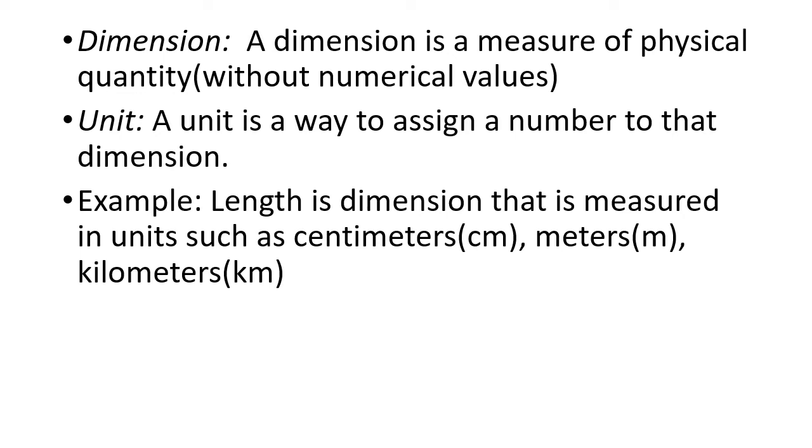So what is a dimension? A dimension is a measure of a physical quantity. For example, you take length. Length is a dimension, and we assign some number to that dimension, which we call a unit. So what is the unit of length? The unit of length can be centimeters, meters, kilometers.